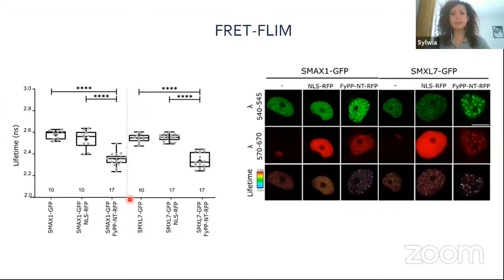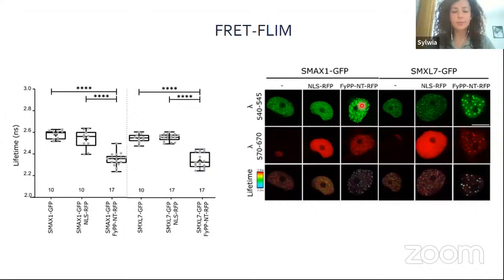And there we also noticed something very interesting, because as I already mentioned, SMAXs, both SMAX1 and SMAX7, localize in the nucleus to specific dot-like structures, which are called speckles. The function of those speckles is still unknown, but it is possible that they indicate transcriptionally active sites. So SMAXs are localizing to the speckles, but the phosphatase itself, so FYPP1 or 3, if it's expressed alone, is just homogeneously expressed in the nucleus.